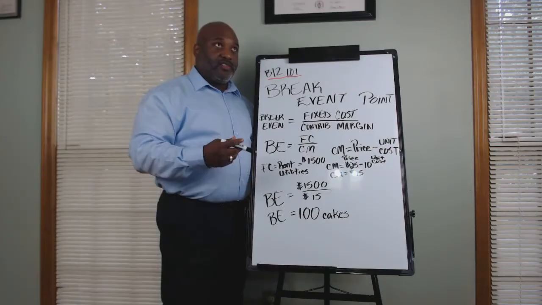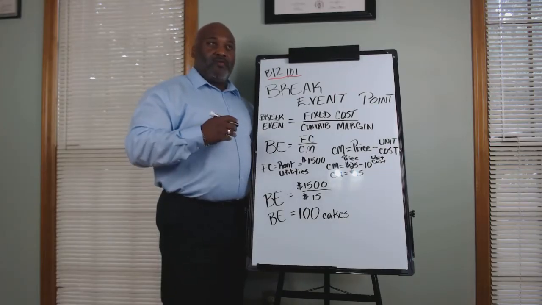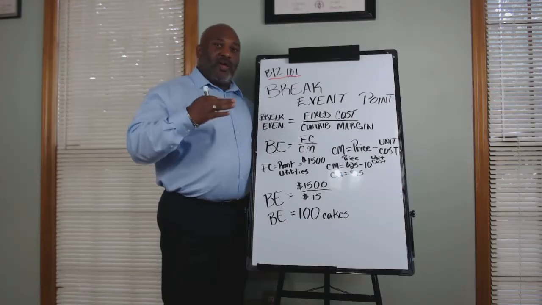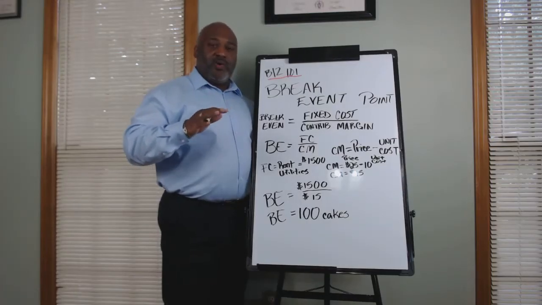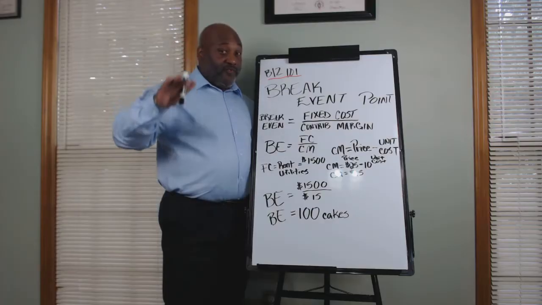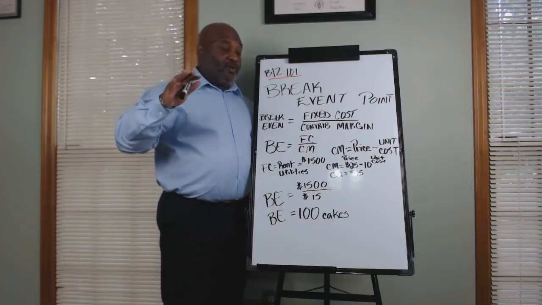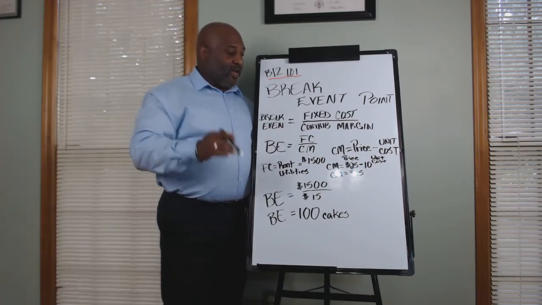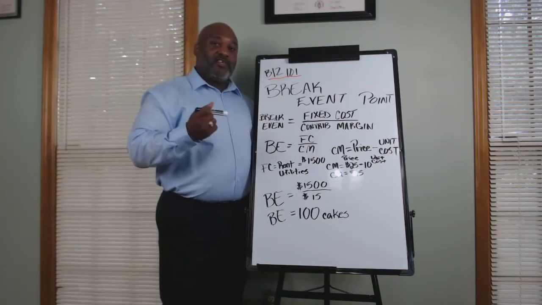Your fixed costs are those things that are never going to change. Your rent, utilities, payroll, insurance, those are always going to stay the same. So those are your fixed costs, no matter what's going to happen during the month. We look at contribution margin. Contribution margin is defined as your price minus your unit cost.